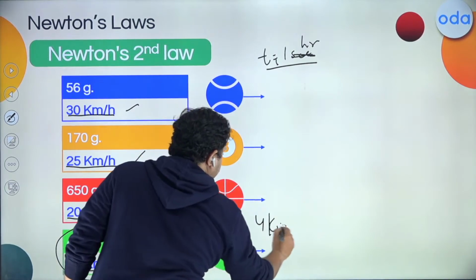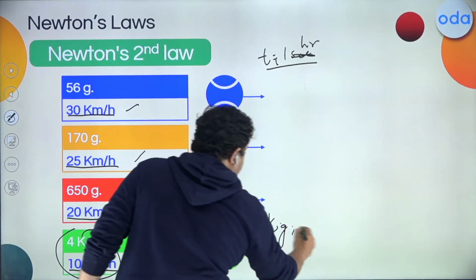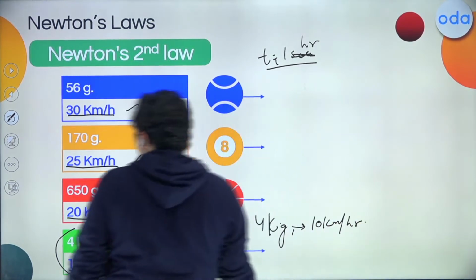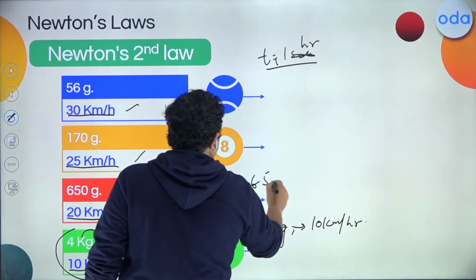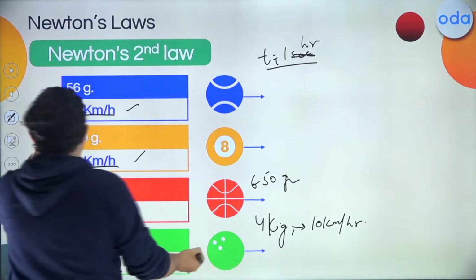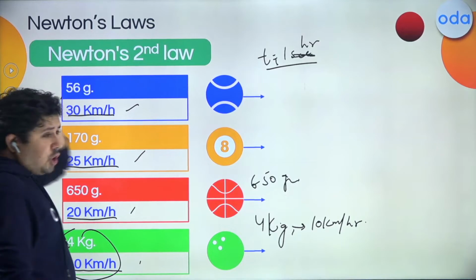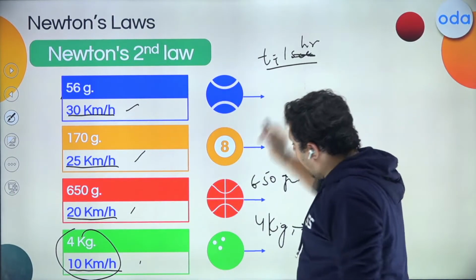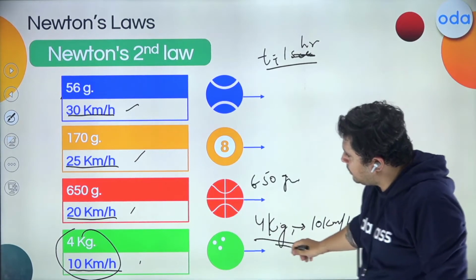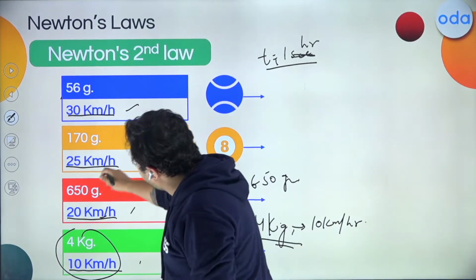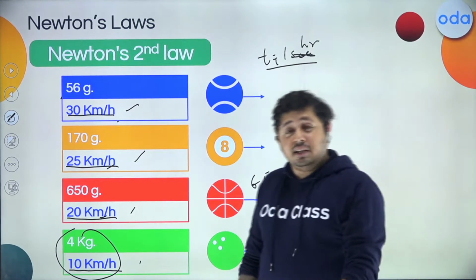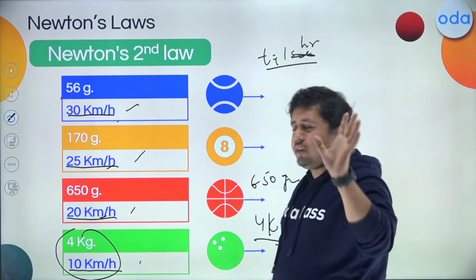The last one has 4 kg and is moving with 10 kilometer per hour, and this one is 650 gram, not even 1 kg. This is 170 gram, this is 56 gram. So obviously you can see that I told you, higher mass, look here, but they have different speed, okay? So let us understand how can we solve this in a very simplistic way.